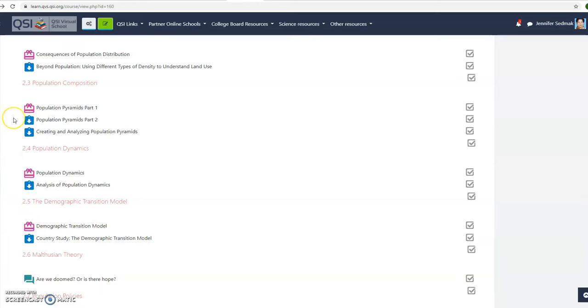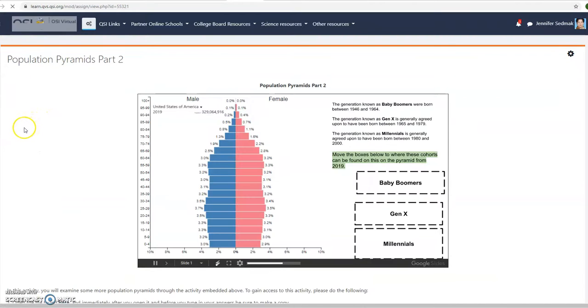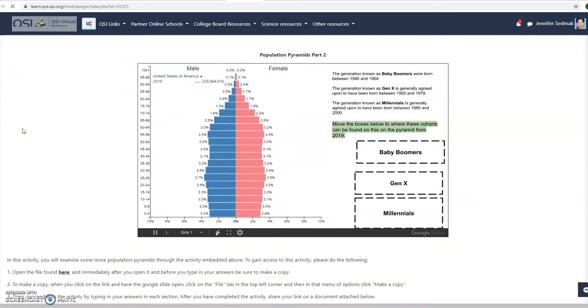Now going back up to population composition, what you're going to learn about in these 3 activities here is how demographers use population data to create what are called population pyramids. I'll go ahead and open this second activity because I think I have an image of a population pyramid. Yes, I do. Good. So here is an example of a population pyramid.